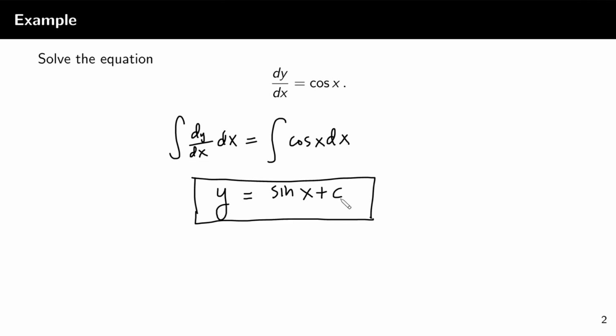So, as you can see, meron tayong na-produce na constant of integration. So, ibig sabihin, hindi unique yung solution natin. So, for any value of c, which is a constant, y equals sine x plus c will be a solution to this equation. So, we actually have infinitely many solutions for this equation.